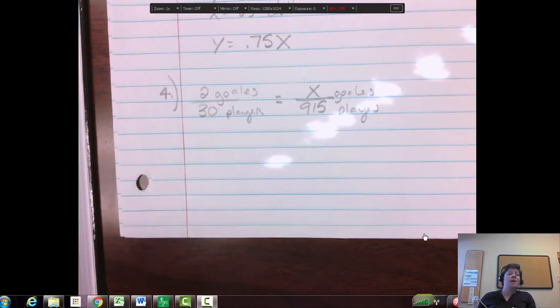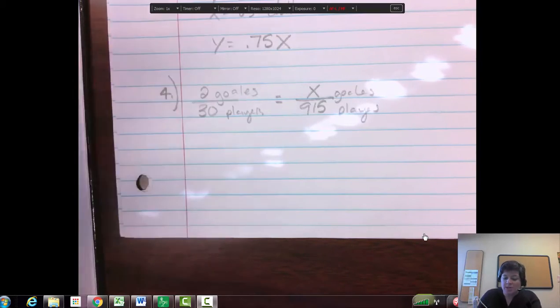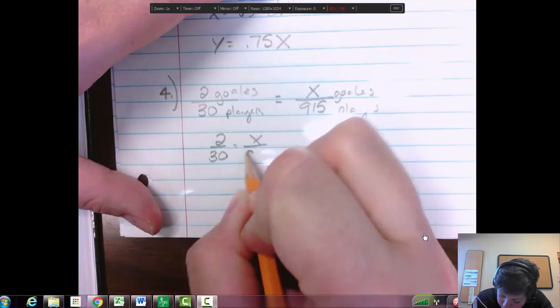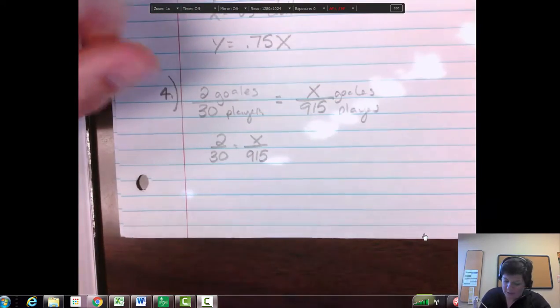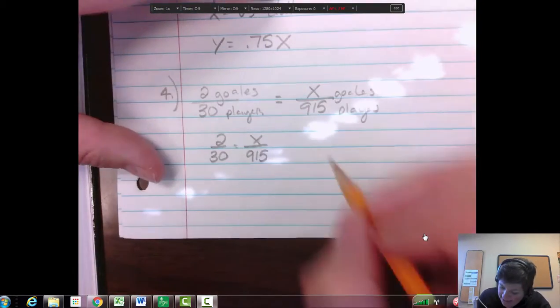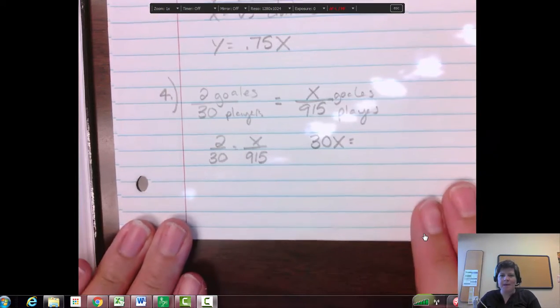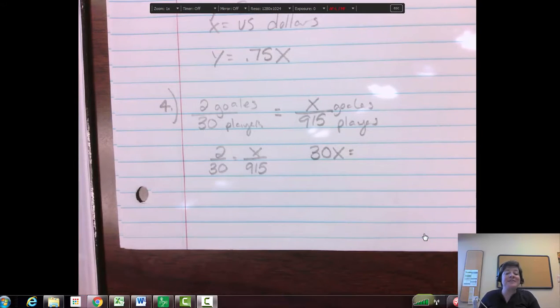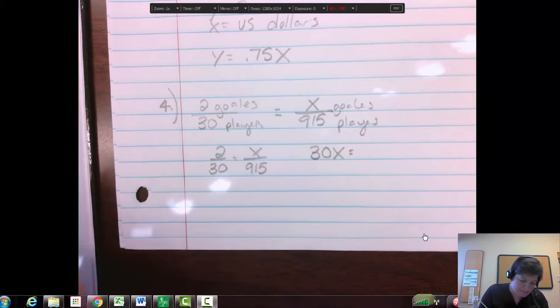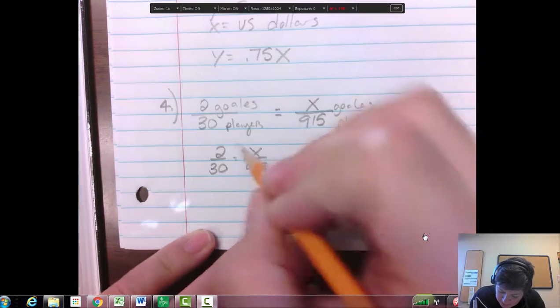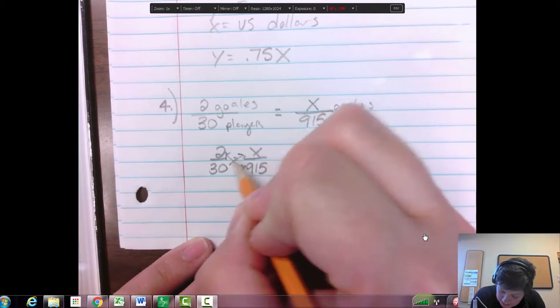So how do I solve this? Well, there's something called cross products, and it is by far the easiest way to solve a proportion. So let me show you. We're just going to look at just the numbers, and we're going to do the cross products. 30 times x, we just write as 30x. Okay, we're lazy. We don't want to put a times symbol in there. And then we look at 915 times 2. That is 1,830.